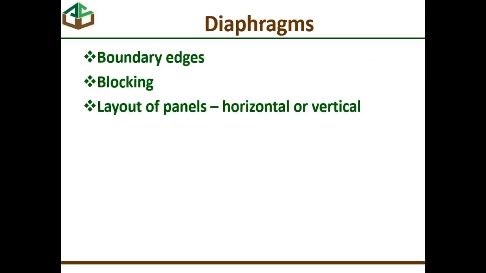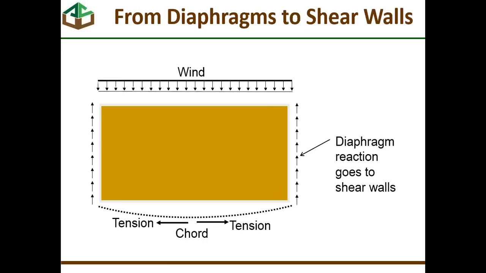Let's look at lateral loads for just a minute. We remember from last week we were talking about how lateral loads are carried through floor and roof diaphragms, and those diaphragms take loads into shear walls. There are boundary edges, blocking, and layout panel conditions that are all covered in the wood frame construction manual with nailing patterns and load capacities for each one of these different types of diaphragms.